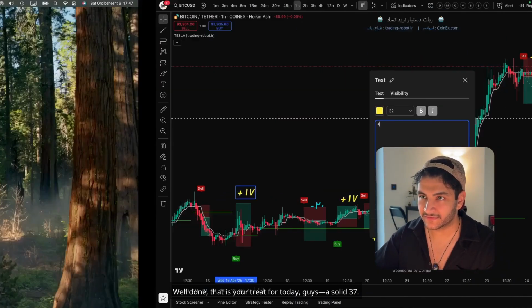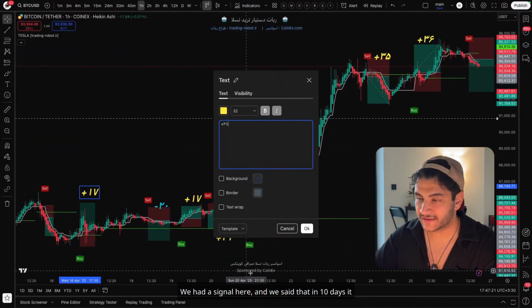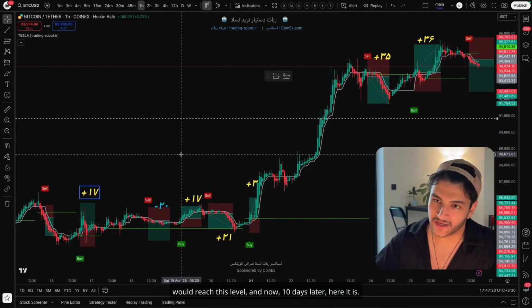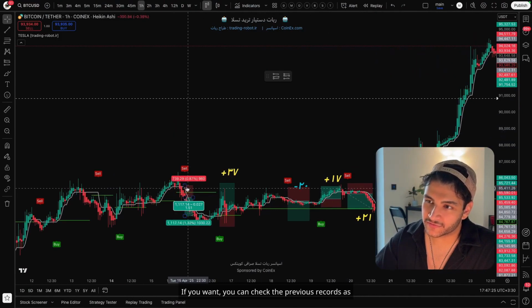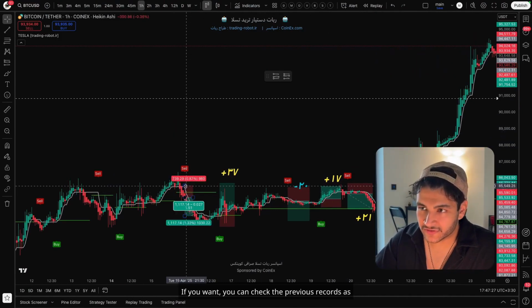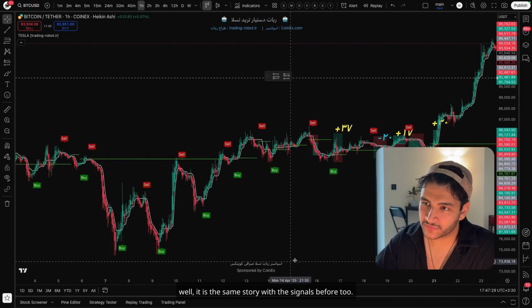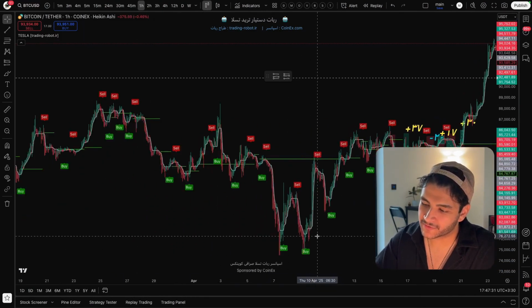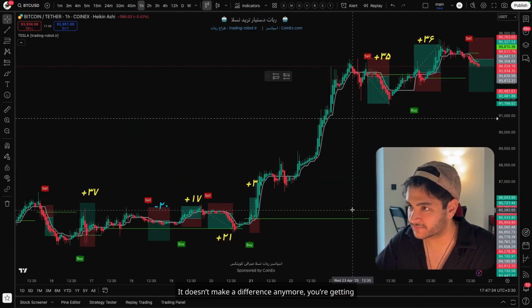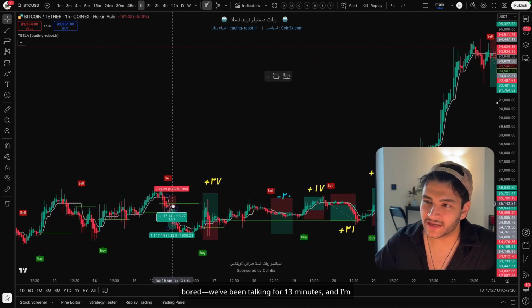A solid 37. We had a signal here and we said that in 10 days it would reach this level. And now, 10 days later, here it is. If you want, you can check the previous records as well. It is the same story with the signals before too. It doesn't make a difference anymore. You're getting bored. We've been talking for 13 minutes and I'm getting tired too.